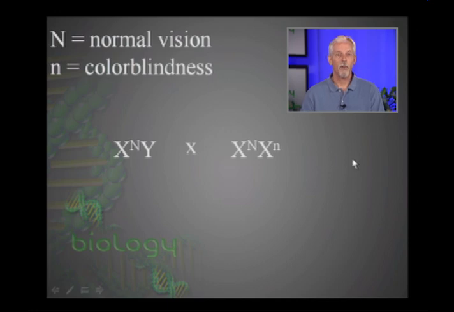So again, a capital N here will represent normal vision, a lowercase n will represent color blindness. So let's say that we have a normal male, and he marries and has children with a female that's a carrier for color blindness. So she would have normal vision, but she's hiding that colorblind allele. So what you do in these situations, and again, what would be the possible outcomes here? What would you expect to see in the children? Could any children possibly be colorblind?